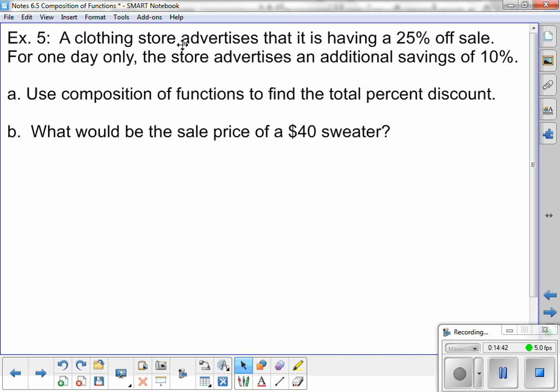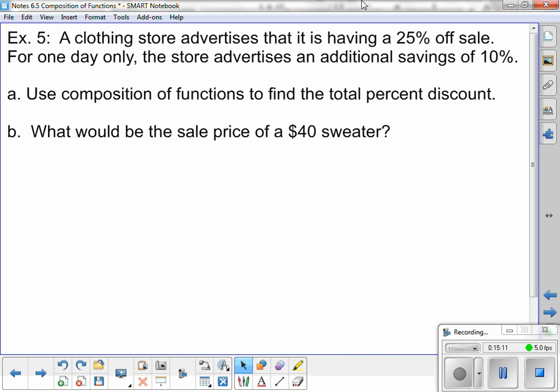This is where it's applied in real life. A clothing store advertises that it's having a 25% off sale. I'm sure all of you have seen some sales that have gone on. For one day only, the store advertises an additional 10% after taking the 25% off. So you go in the store, you buy something, and it's 25% off. Then they say, now that we applied the 25%, we're going to apply the 10%. So you're going to use a composition of functions to find the total percent discount.